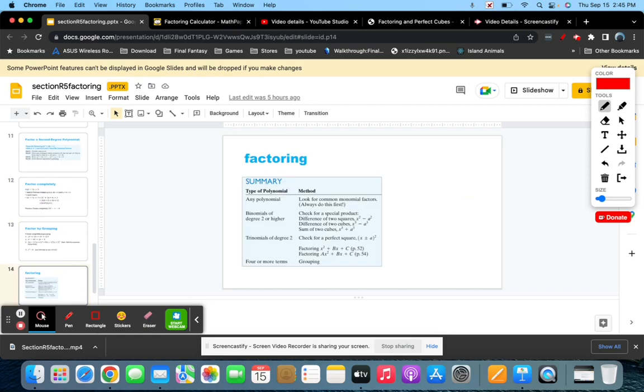All right, so then it gives you this factoring summary. Checking for special products, sum of cubes, difference of 2 cubes. Common monomials, always do that first. That's the easiest part, that's why we do it first. Check for perfect squares, either perfect squares or a difference of perfect squares. And then we factor using the grouping methods that we talked about.